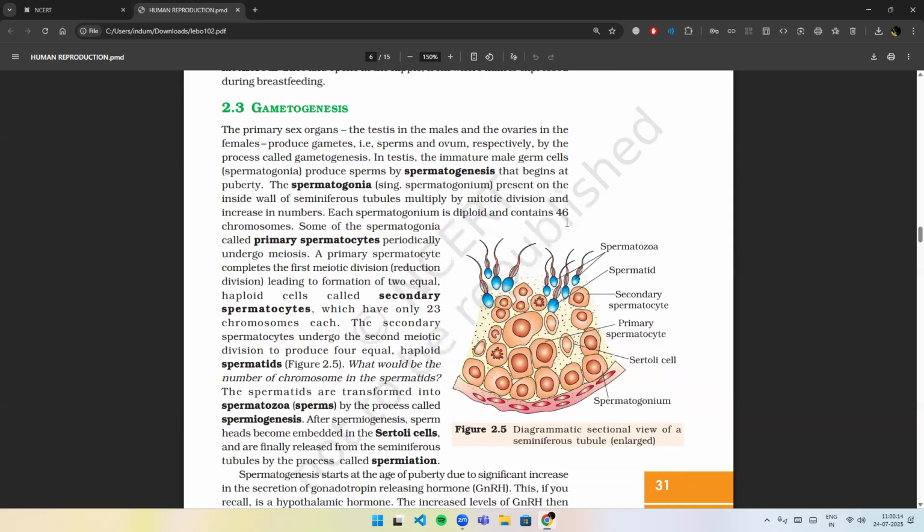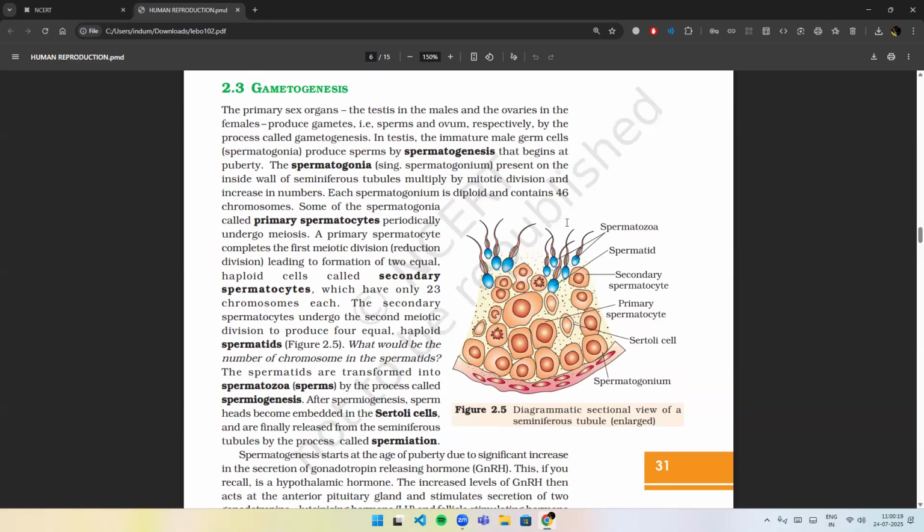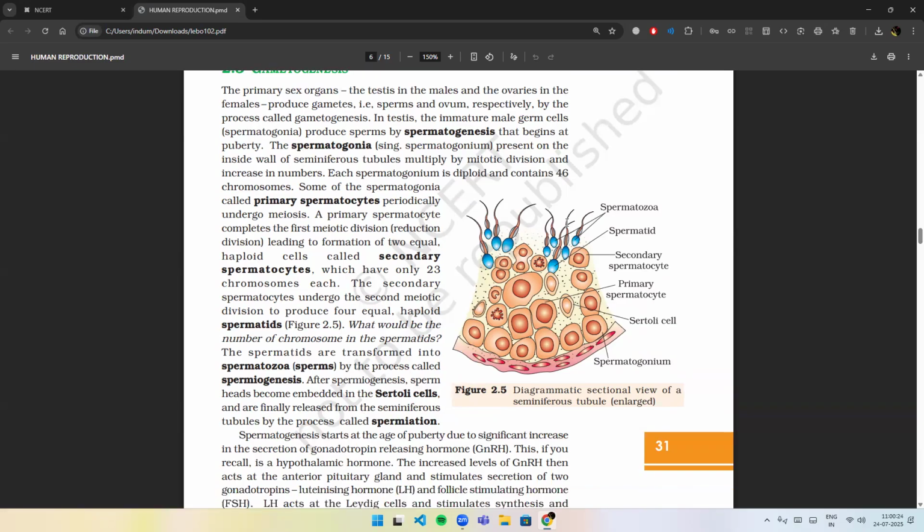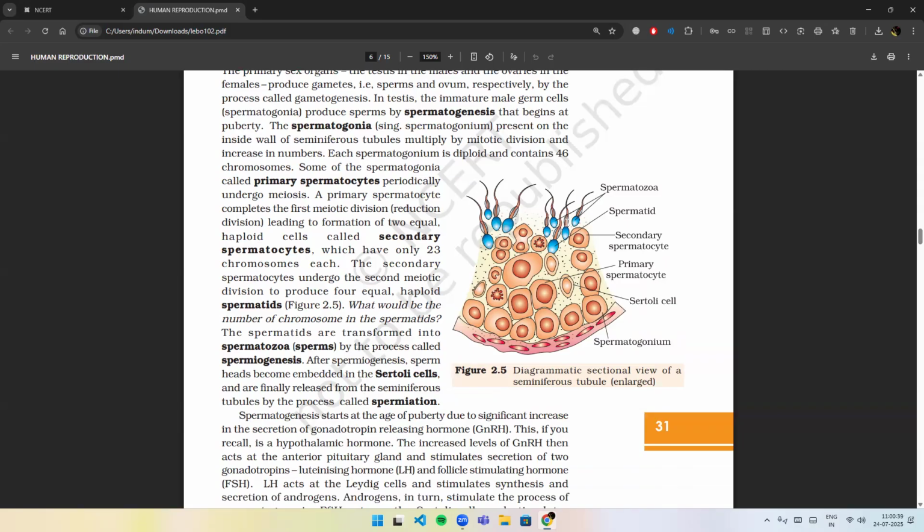Each spermatogonium is diploid and contains 46 chromosomes. Some of the spermatogonia, called primary spermatocytes, periodically undergo meiosis. A primary spermatocyte completes the first meiotic division, leading to formation of two equal haploid cells called secondary spermatocytes, which have only 23 chromosomes each. The secondary spermatocytes undergo the second meiotic division to produce four equal haploid spermatids. What would be the number of chromosomes in the spermatids?